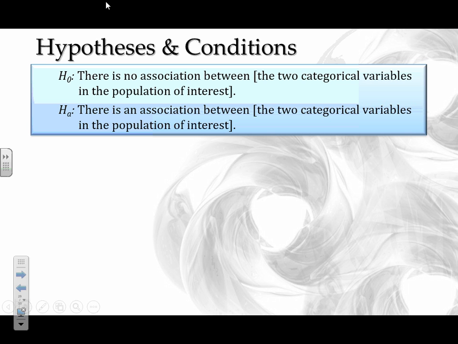And then the alternative hypothesis is just the negation. There is some sort of association between the two categorical variables of interest. Your book likes the terms association, so no association versus association.